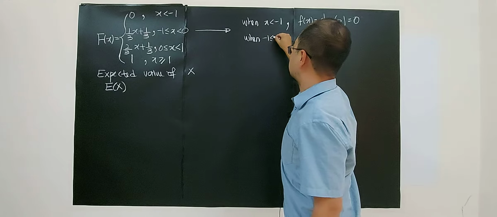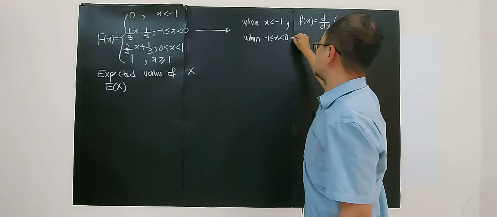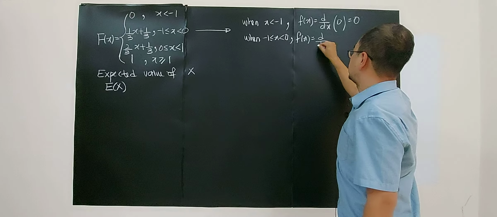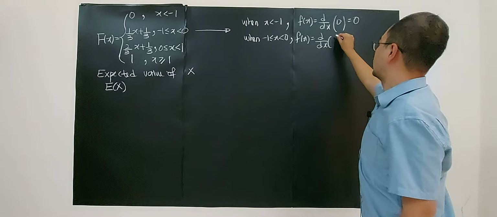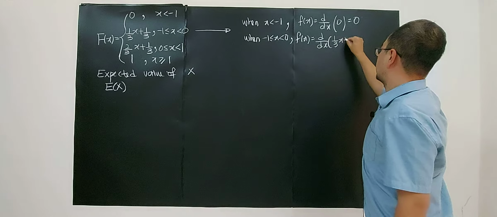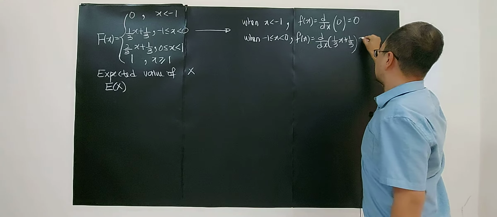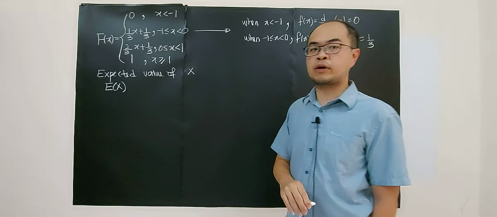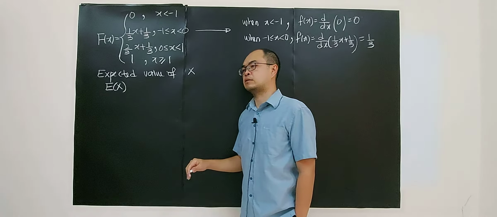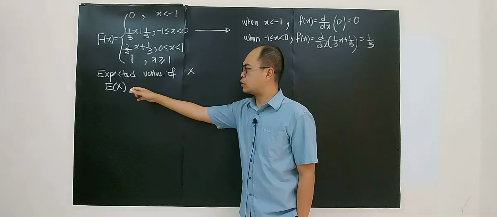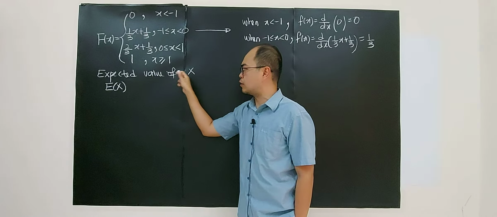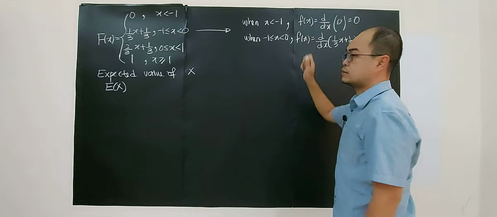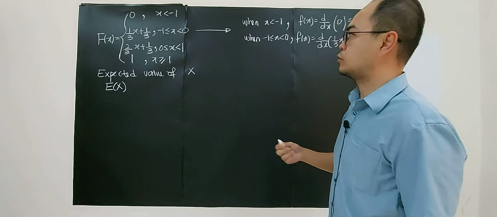When x is between -1 and 0, your f(x) will be the derivative of 1 over 3 x plus 1 over 3, so you get 1 over 3. We have to do this even though the question never actually tells us to, because if you want to find the expected value or the mean of x, you must use the probability density function. Indirectly, the question is telling you.